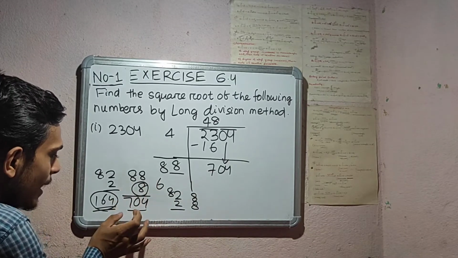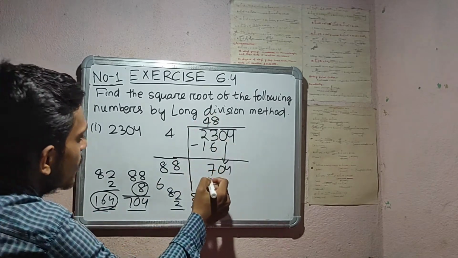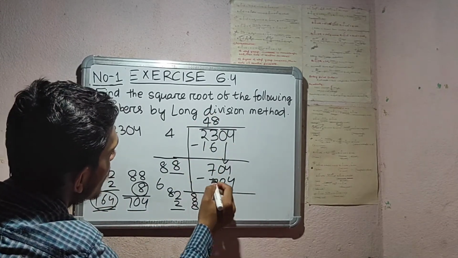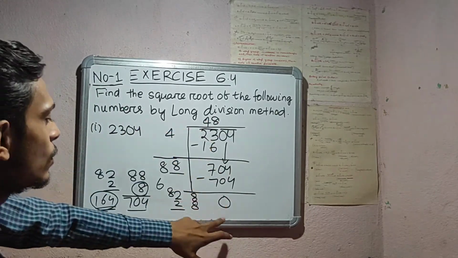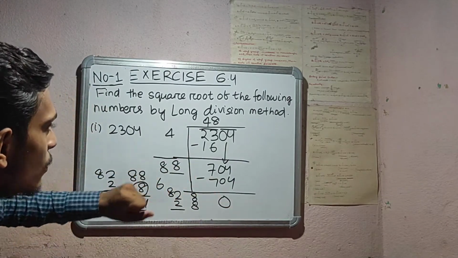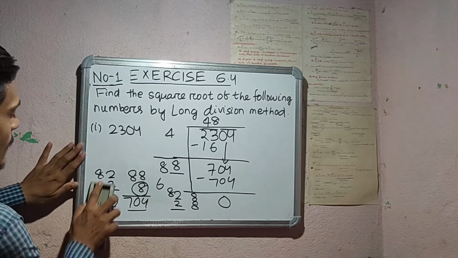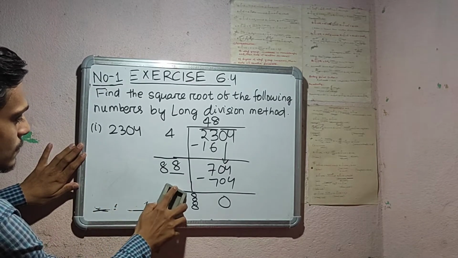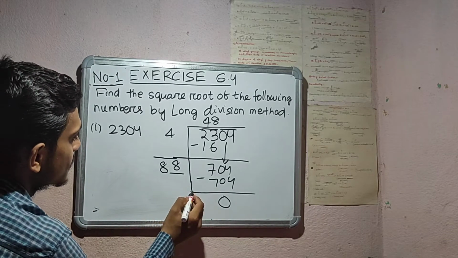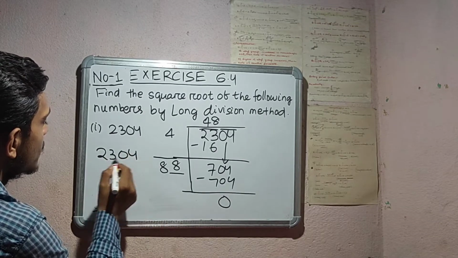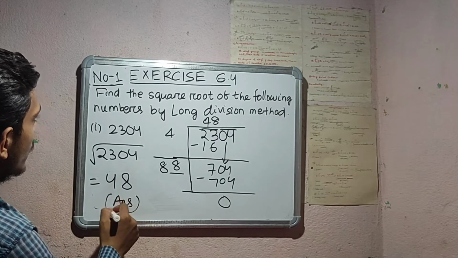But when I multiply with 8, I get the same result, that is 704. So I have to put 8 here, and here also 8. That is 704. The remainder is 0 and the quotient becomes 48. So I stop the division and conclude that the quotient is the square root of this number. So I can write the square root of 2304 is equal to 48. This will be your answer for the first part.